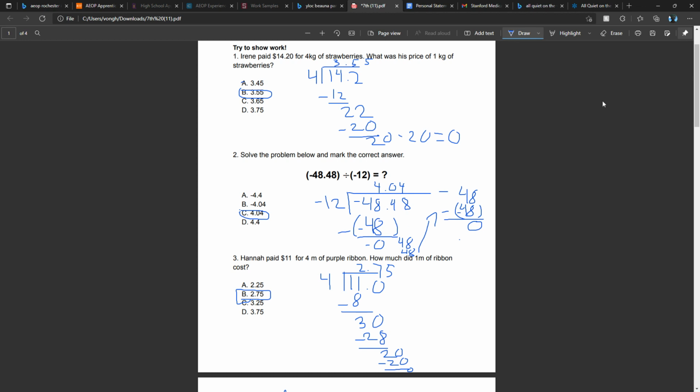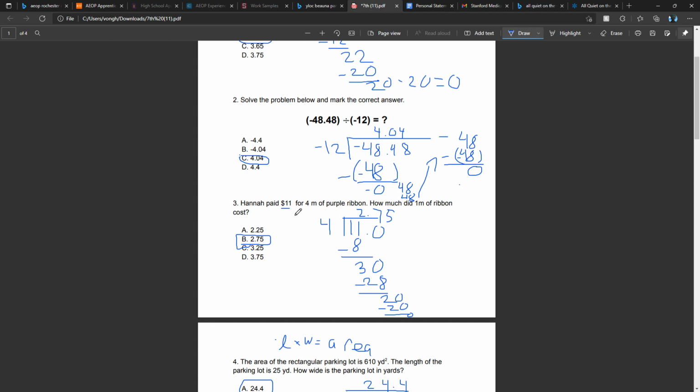Now you just drop down the 4 and 8 because 12 can't go into 4. So now you have 48 again. But make sure you put a 0, because when you first drop down the 4, 12 can't go into it. So you put a 0 there and you drop down the 8. Then you get negative 48 again. We already know that 12 goes into 48 4 times, so we do the same math here, and you should get 4.04. So the answer is C.